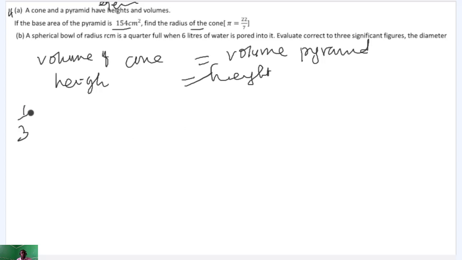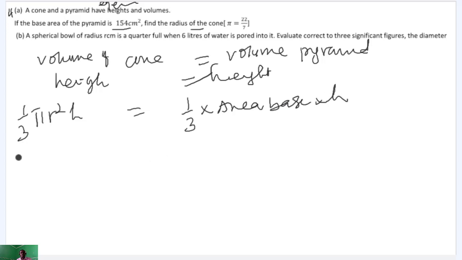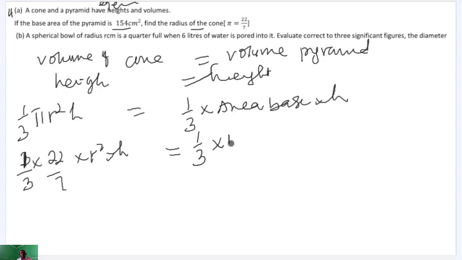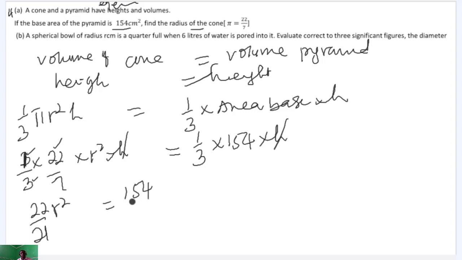So volume of a cone is 1/3 pi r square h. Then volume of a pyramid is 1/3 times area of base times height. So let's do the substitution. So it will be 1 over 3 times 22 over 7 times r square times h is equal to 1/3 times area of base, which is 154, times the height. So height will cancel height here. So we have 22 over 21 r square, because 1 times 22 is 22, 3 times 7 is 21.